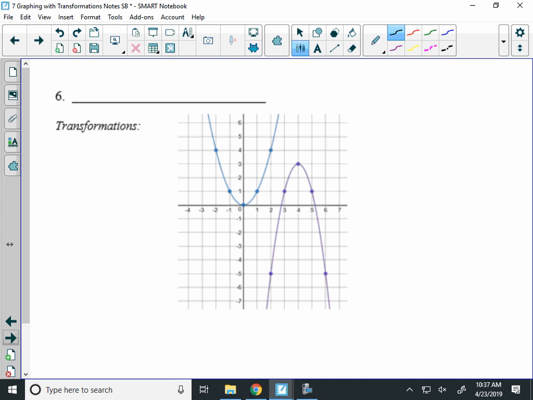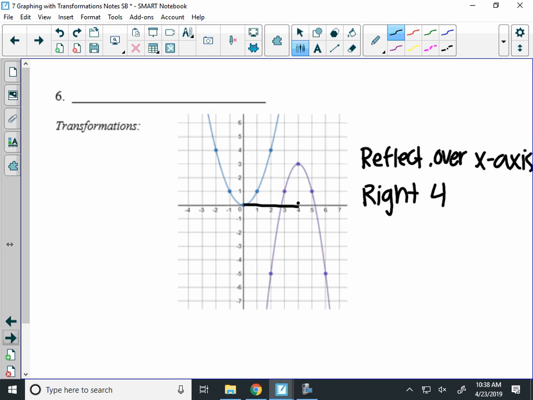Number 6 here, it looks like my graph is upside down. So because it flipped, that means that I have a reflection over the x-axis. It does look like my graph went to the right. So it goes right 4. It went up 3. And if I look at the pattern here, from the vertex, my graph goes out 1, down 2. So that graph was vertically stretched by 2.